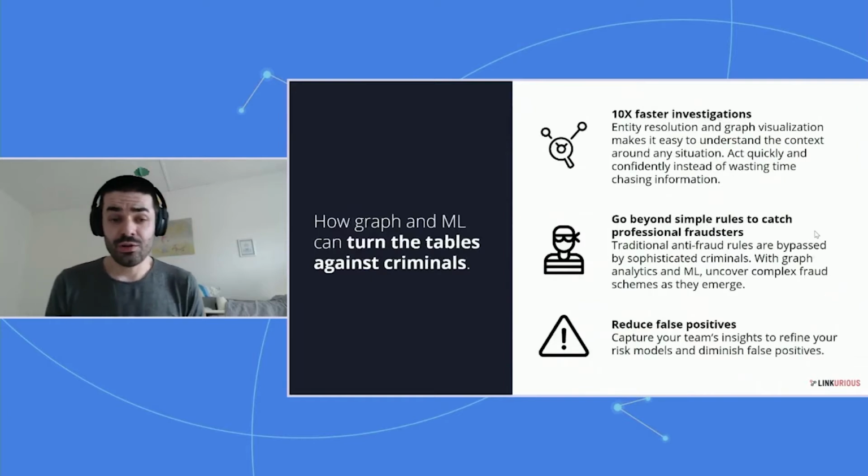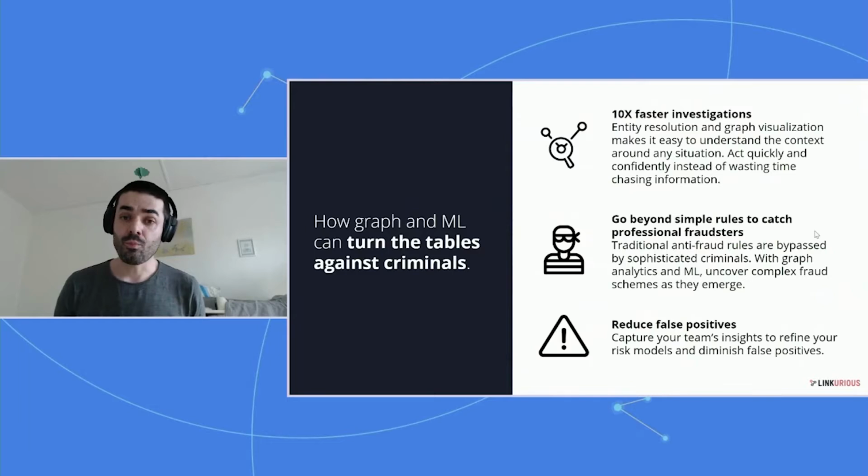And graph and machine learning can really change that, can turn the tables against criminals, for three reasons. The first one is the possibility to have much faster investigations. With entity resolution and graph visualization, it becomes possible to provide any fraud analyst a full context of any suspicious situation, and that can drive faster and better decisions.